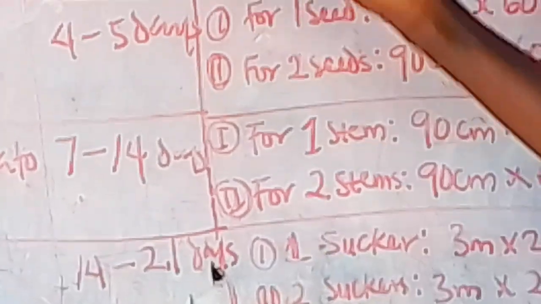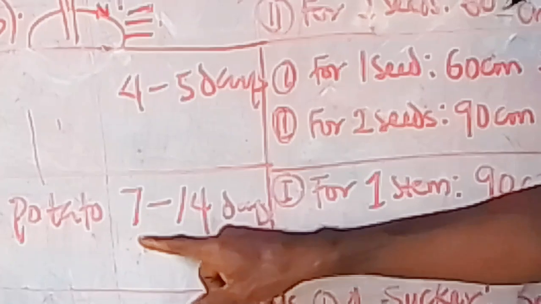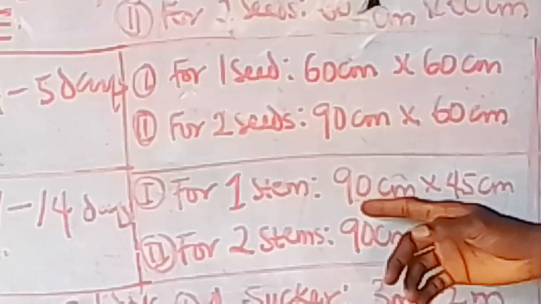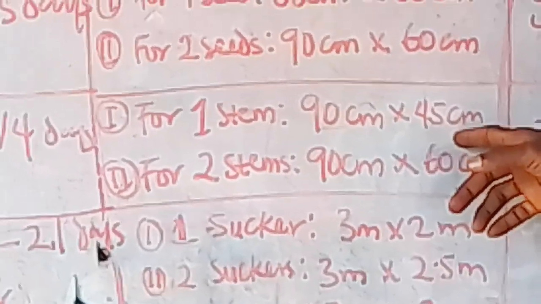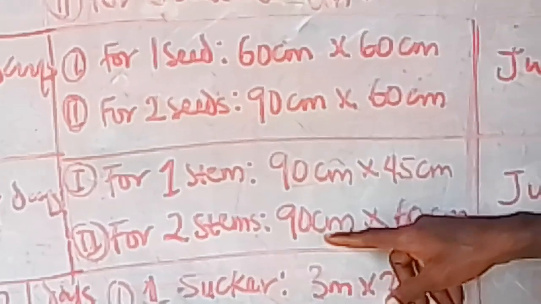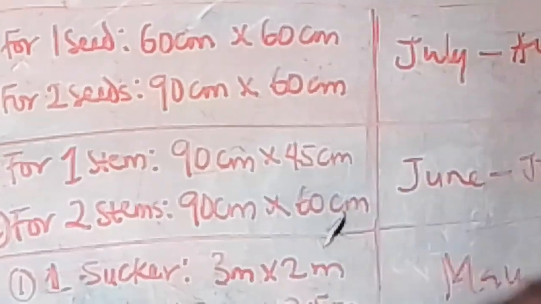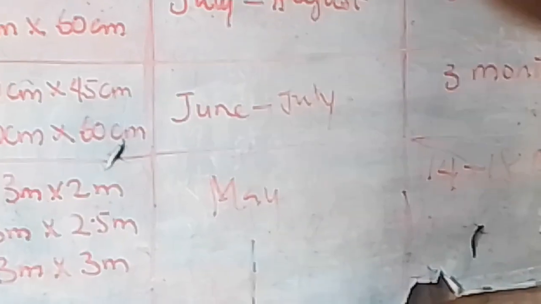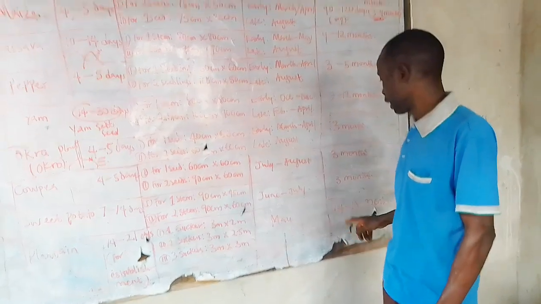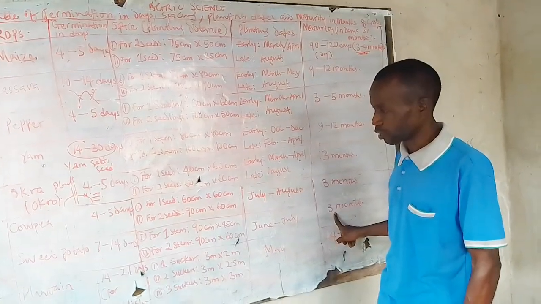The sweet potato you would cultivate using stem or set, just like yam. You would have 7 to 14 days before it begins to germinate, and you space 90 centimeters by 45 centimeters. If you have 2 stems in a particular mound, you plant 90 centimeters by 60 centimeters. The planting dates are usually between June and July, the middle of the year, and it's left for 3 months and then you harvest. Now these things are very important. For 3 months you have your potato to consume.